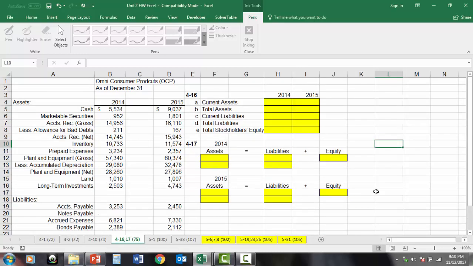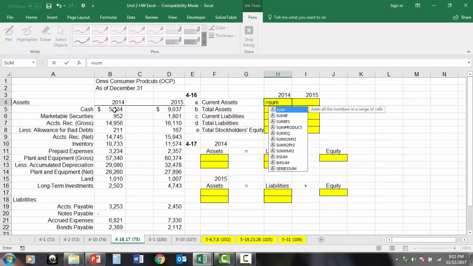All right, moving right along, 4.16 and 4.17. These are similar problems. First off, we have the balance sheet for Omni Consumer Products for year-end 2014 and 2015. It wants us to calculate for both years the current assets, current liabilities, and total stockholders' equity. So pretty straightforward, just remembering how the balance sheet works. First off, current assets. I'm going to do 2014 for both of these, and then you can do 2015. Remember, these are assets that are either liquid now or they mature, become liquid within a year. So what's going to be included there?